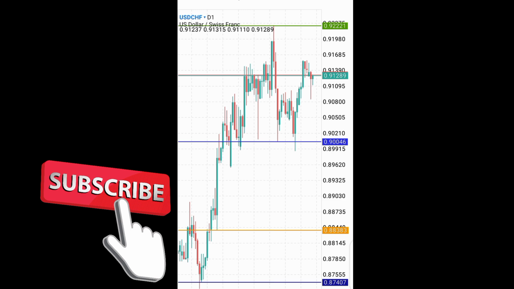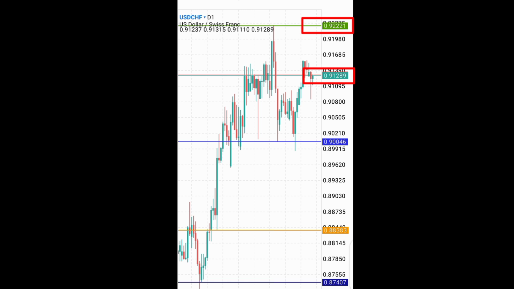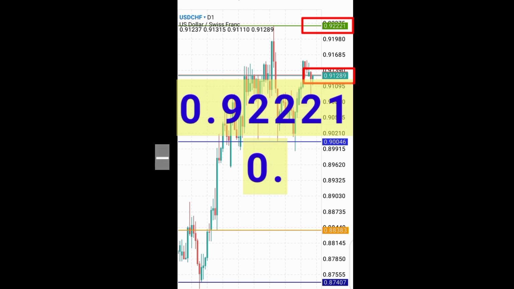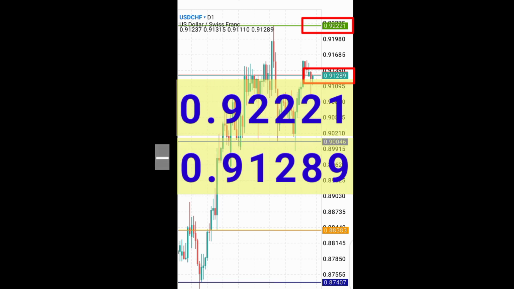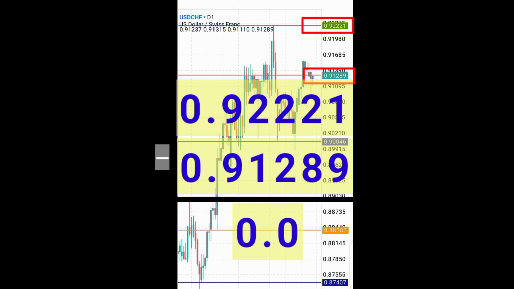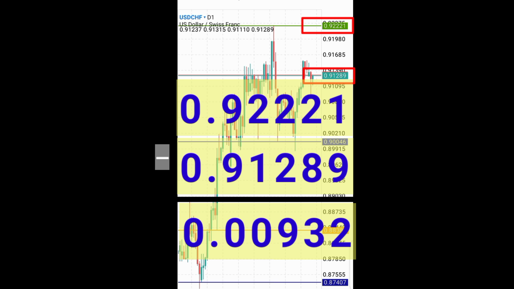We want to calculate the number of pips between this current price and this price level at 0.92221. To calculate the number of pips between these two price levels, I need to subtract the lower price from the higher price, which is 0.92221 minus 0.91289. When I do that subtraction, I'll have 0.00932. That will be the difference between these two price levels.